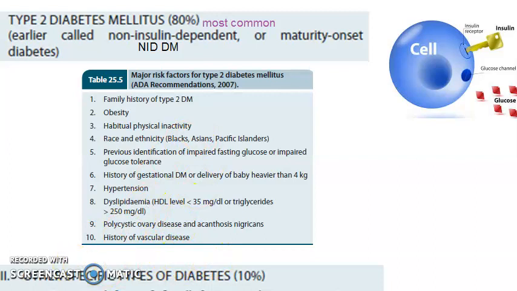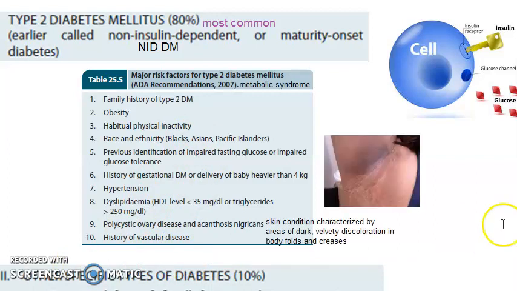Let's just look at the details. What is this acanthosis nigricans? A skin condition characterized by areas of dark velvety discoloration in body folds and creases. In the body folds and creases, if there is dark velvety discoloration, it is called acanthosis nigricans. Fine, all these are metabolic syndromes. They can lead to type 2 diabetes mellitus.